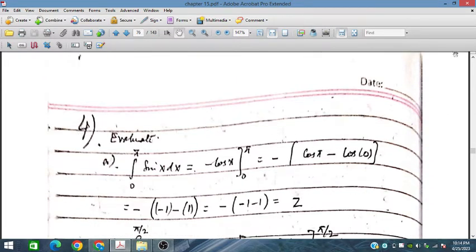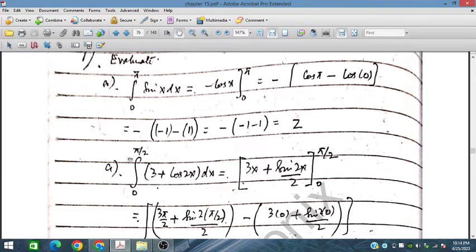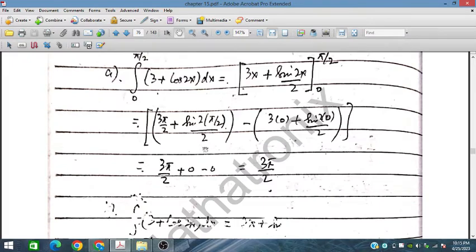Similarly, for the fourth part, we have to evaluate the integral from 0 to pi of sin x dx. On integrating this trigonometric function, it becomes minus cos, with limits 0 to pi. So this minus is here, and cos pi minus cos 0. Cos pi is minus 1, and cos 0 is 1, so this becomes minus 2, and with the minus sign, plus 2. For this part, 0 to pi by 2, of (3 plus cos 2x) dx, this is 3x, and this is sin 2x by 2. The integral of cos 2x is sin 2x divided by 2, and then substituting the limits, we have obtained the result. This is 3 by 2, sin pi is 0, and this is 0, so 3 by 2 is the answer.